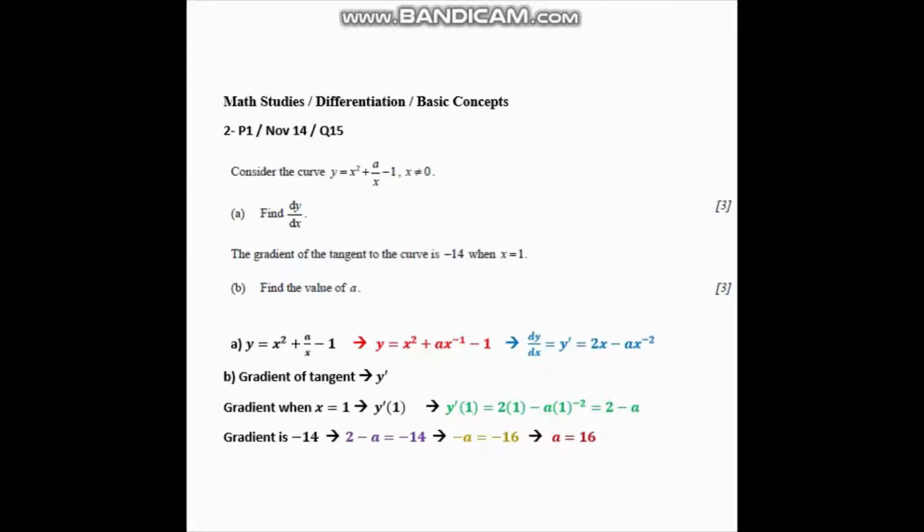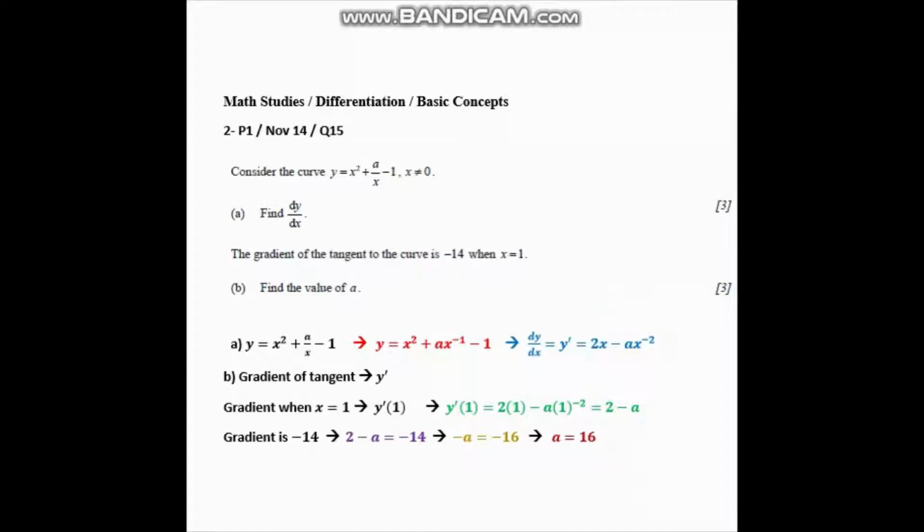So when x equals 1, this should give me a hint that I shall substitute x with 1 in my blue function, which is y dash. So I shall get y dash of 1, or f dash of 1. What does that mean? It means that I shall evaluate the blue expression, but I shall replace the x's with 1. So I shall get 2 times 1 minus a times 1 to the power of negative 2. 1 to the power of anything is 1, so I just get 2 minus a.